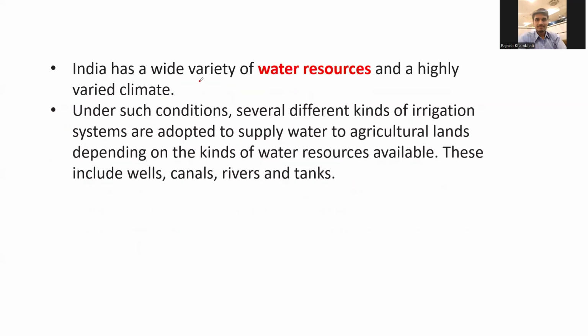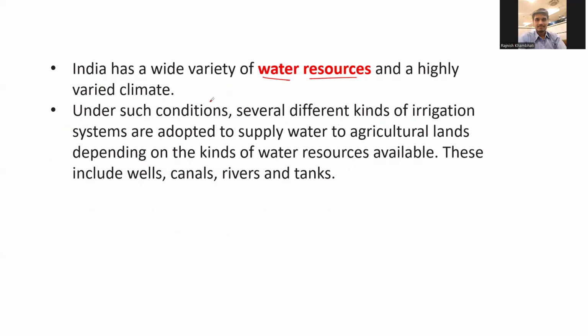Like, India has a wide variety of water resources. Understand, irrigation means watering the plant. So you can give water anyhow. Okay, if there is rainwater, you can give rainwater. But what if there is no rainwater? Then we can give water from any other places, and that is called water resources.